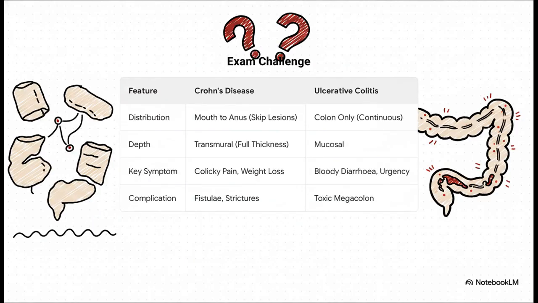All right, let's wrap up by tackling a classic exam head-scratcher: Crohn's versus UC. This table boils it all down to the key differences you absolutely have to know. Is the inflammation spotty with skip lesions, or is it one continuous stretch? Does it go through the whole bowel wall, which can cause things like fistulas, or is it just on the surface? Nailing these distinctions is so important for your exams.